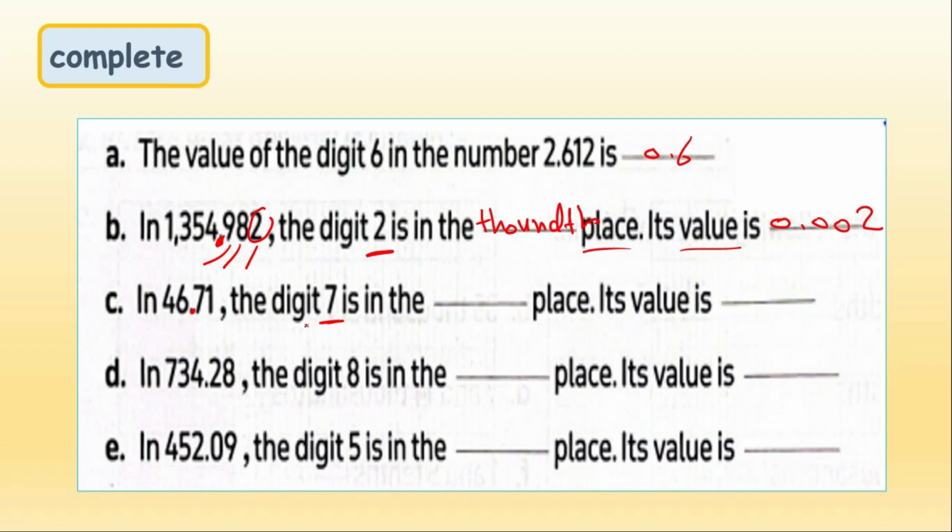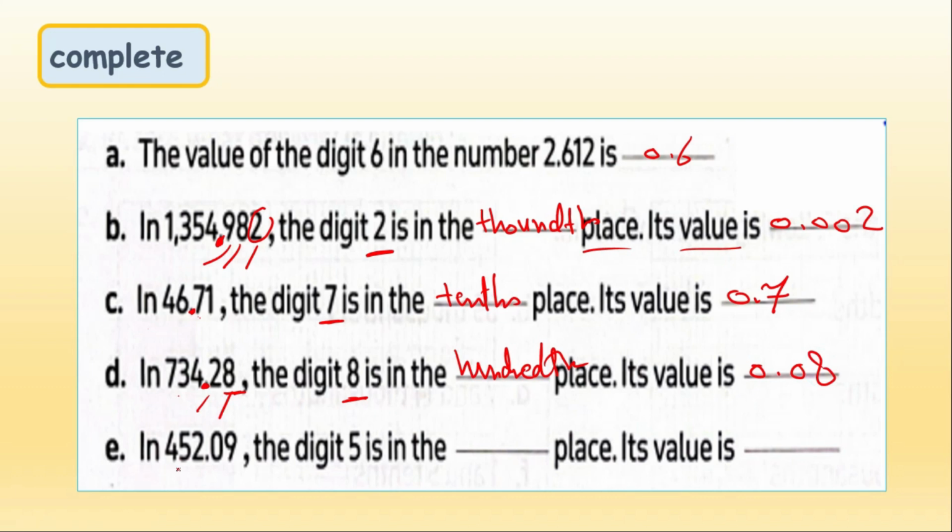7 is in which place value? 7 here, decimal point and 1 digit, so in tenth place. Okay, and its value is 0.7, only 1 digit in decimal part. The next one, 734 and the decimal point and 28 hundredths. 8 in which place? Hundredths, so in hundredths. Okay, and its value 0.08.